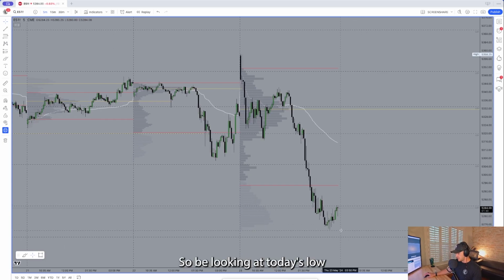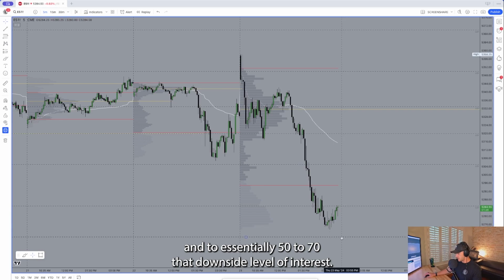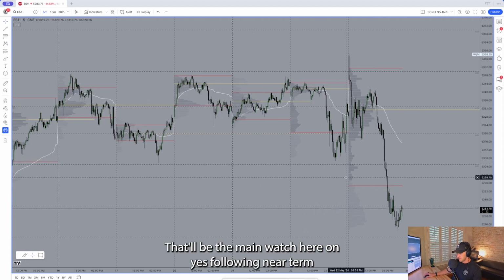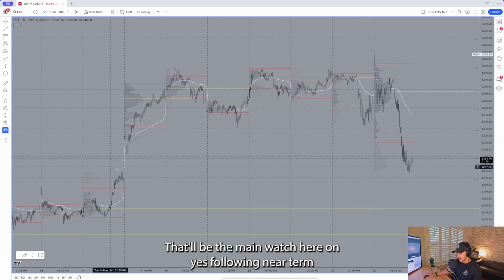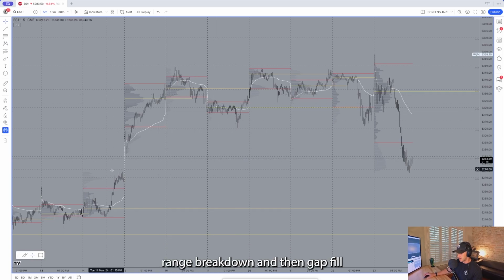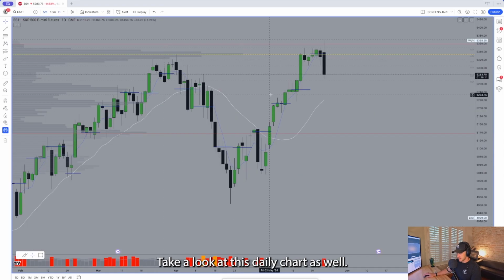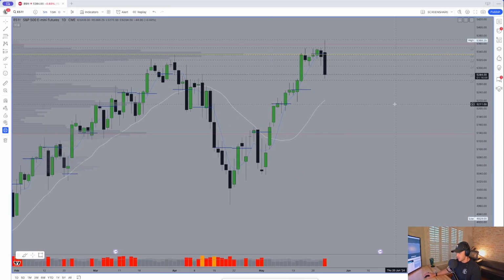So be looking at today's low into essentially 52.70, that downside level of interest, and then maybe this 52.85. That'll be the main watch here on ES, following near-term range breakdown and then gap fill from Wednesday, May 15th. Take a look at this daily chart as well.